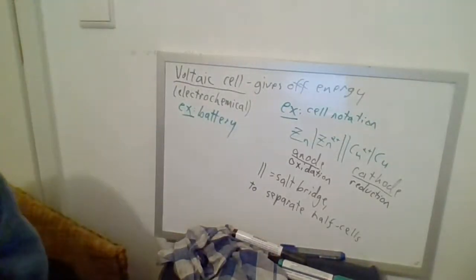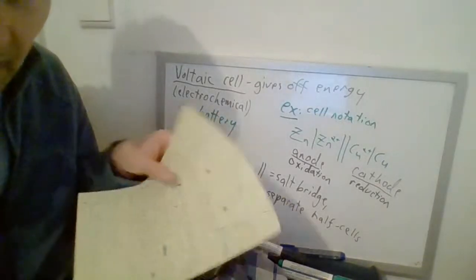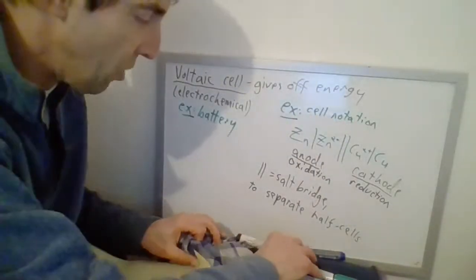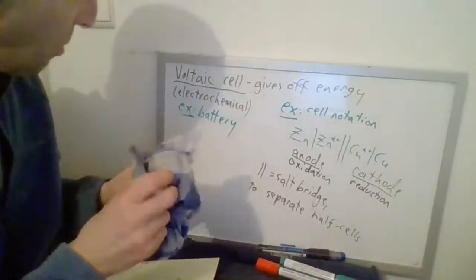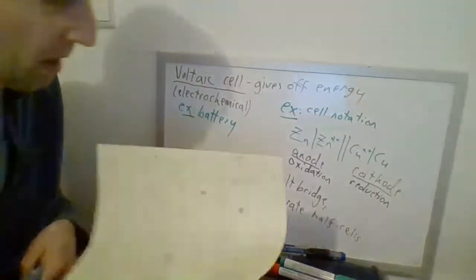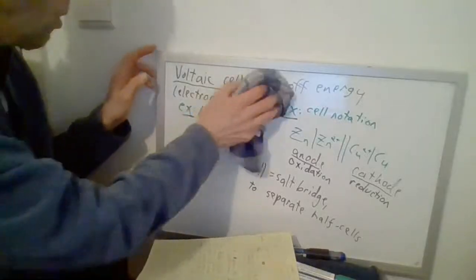Let's draw it. So it's going to be like half a sheet of paper, just so you know what's coming. And I got to erase all this because I need the whole whiteboard for this. But I think it'll make sense to you. Okay, so here we go.